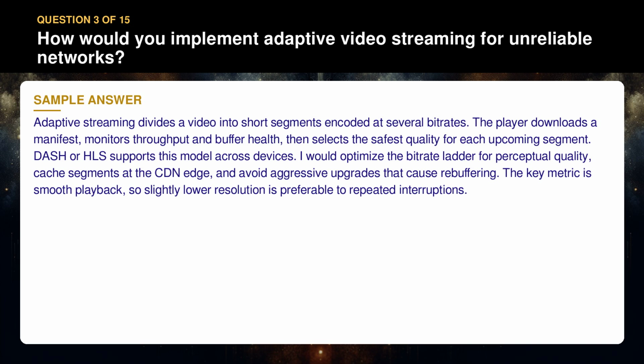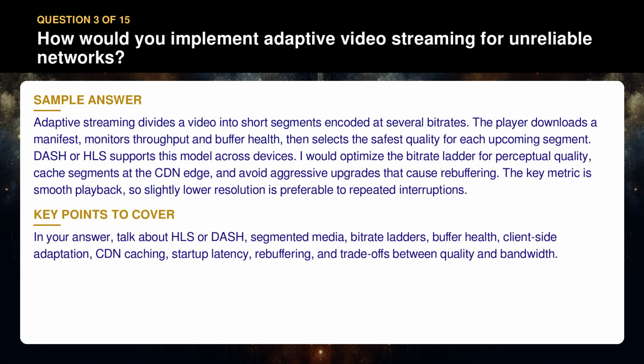I would optimize the bitrate ladder for perceptual quality, cache segments at the CDN edge, and avoid aggressive upgrades that cause rebuffering. The key metric is smooth playback, so slightly lower resolution is preferable to repeated interruptions. In your answer, talk about HLS or DASH, segmented media, bitrate ladders, buffer health, client-side adaptation, CDN caching, startup latency, rebuffering, and trade-offs between quality and bandwidth.